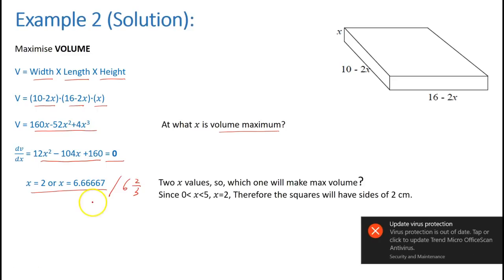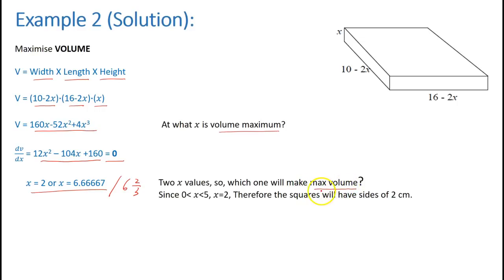Now we have 2 x values. Which value will make the volume maximum? If we substitute x equals 6.67 into the width of the box, we will get a negative value. So automatically, this value is rejected. So x is equal to 2.